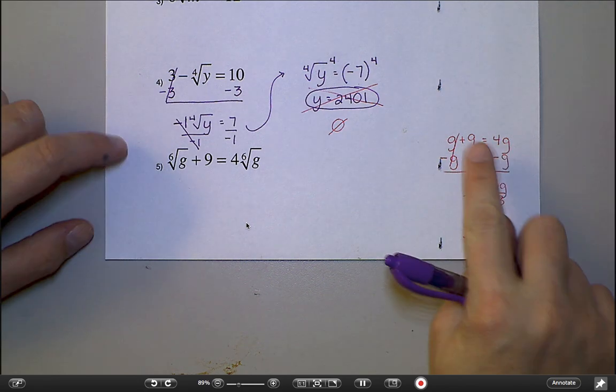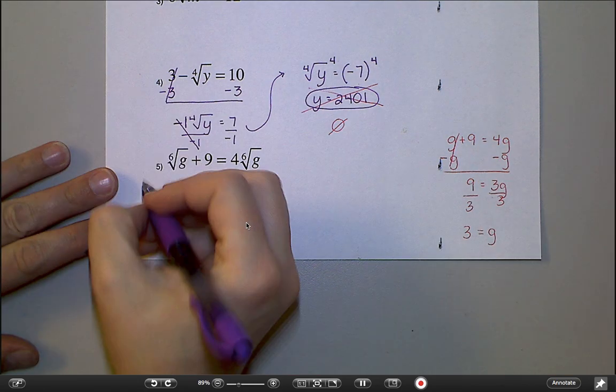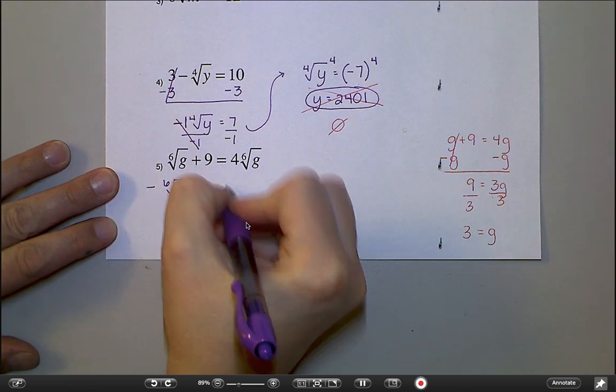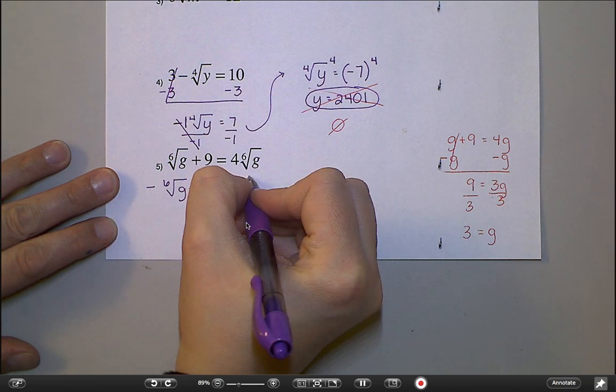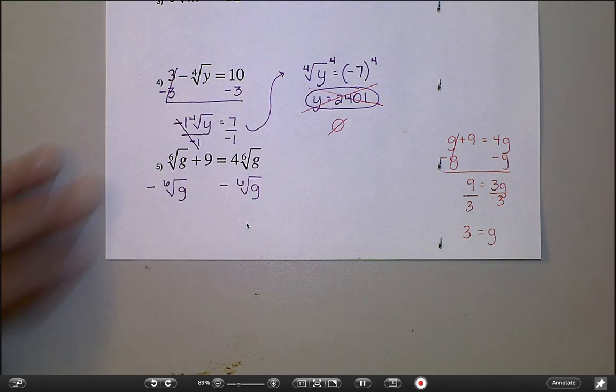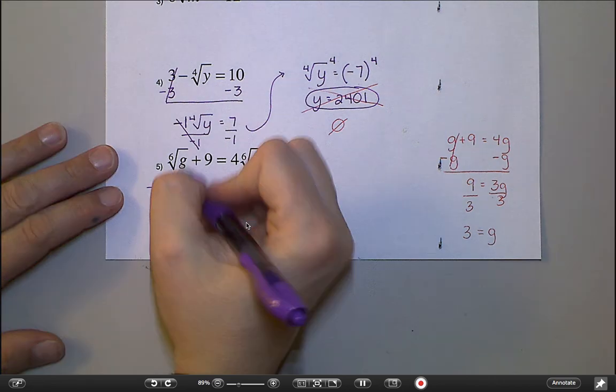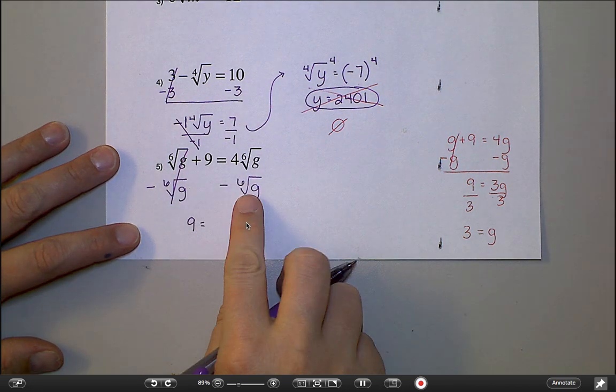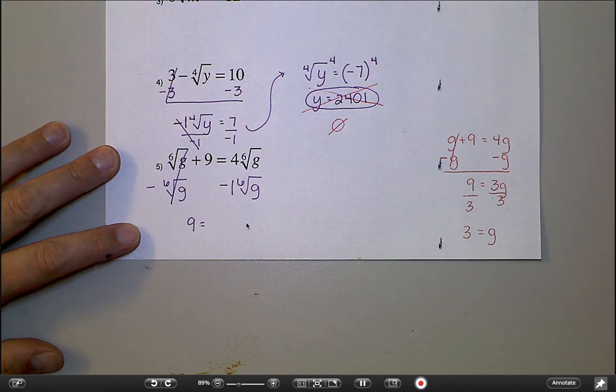Instead of starting by subtracting a g, I'm going to subtract the 6th root of g. Because I need to somehow get my g's together, right? So I only have one of them to isolate. So this is gone now. Now I have 9 equals. Remember, this is 1/6 root of g.